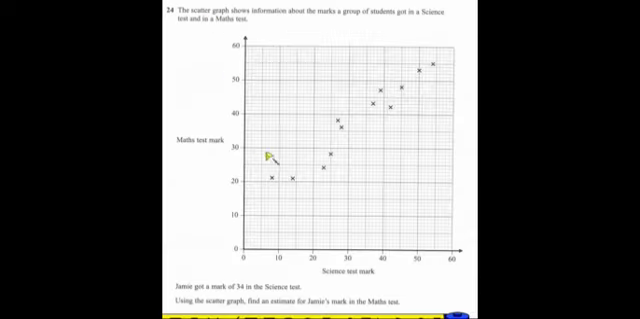In question 24, we have a scatter graph showing information about the marks a group of students got in a science test and in a maths test. Looking at a scatter graph then, each of these X's is a student, and it shows the science test mark across the bottom and the maths test mark up the side. We are looking in a scatter graph for a pattern, and if you look at this particular graph, we can see there is a trend here where in general the higher a person scored on a science test, it would seem they also scored higher on a maths test. As these scores are increasing for science, they are also increasing for maths.